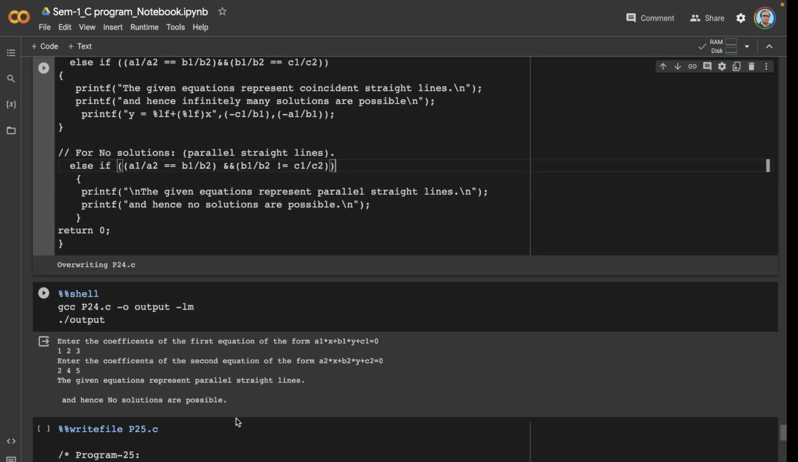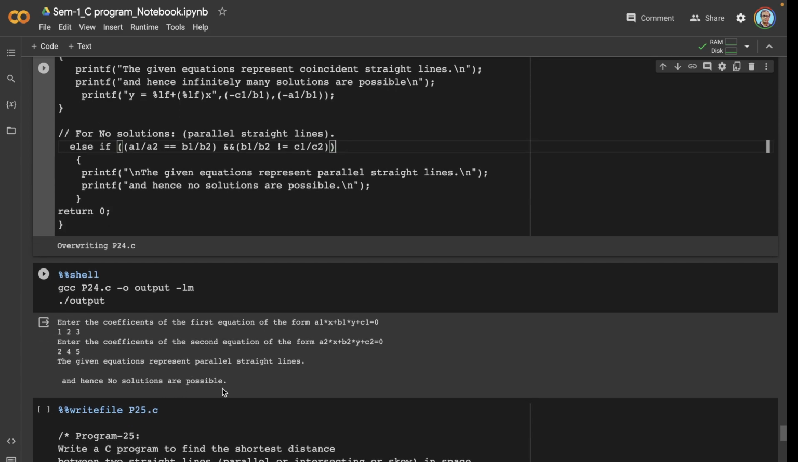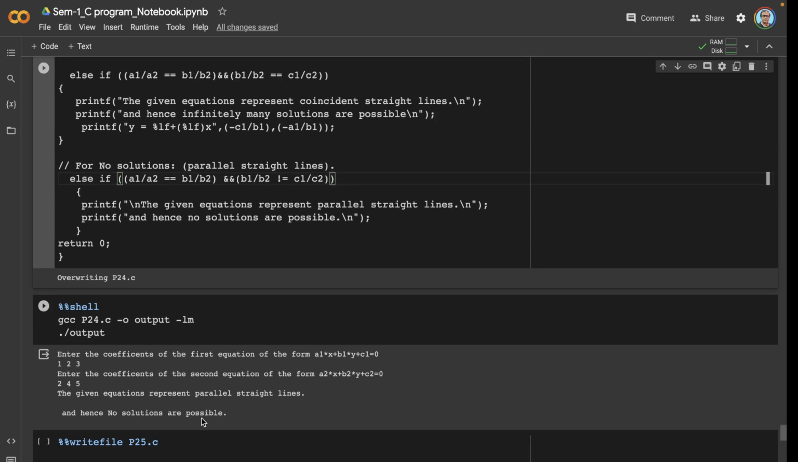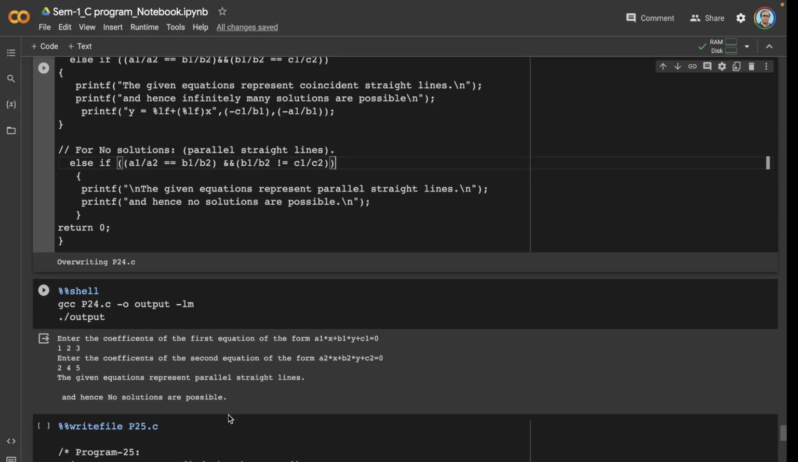So here we enter these coefficients 1, 2, 3 and 2, 4, 6. Here note that 1 by 2, 2 by 4, a1 by a2 equal to b1 by b2. So no solution is possible here because of the third case, not equal to c1 by c2, 3 by 6. So hence no solution is possible here.